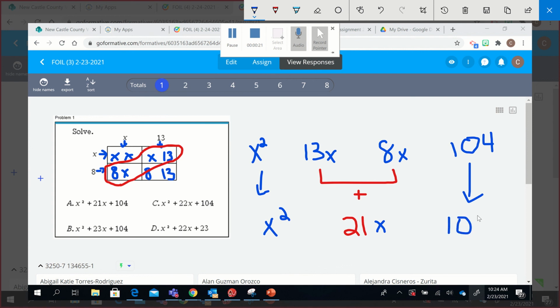So this is what I'm looking for. I'm looking for an x squared, a 21x, and a 104. The only one that matches is answer choice A. The hardest part is combining the two things that are alike. That's the hardest part. You got to remember that.